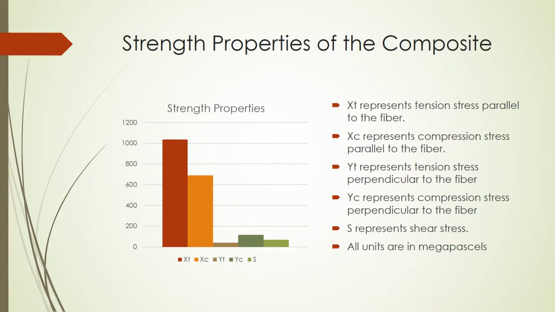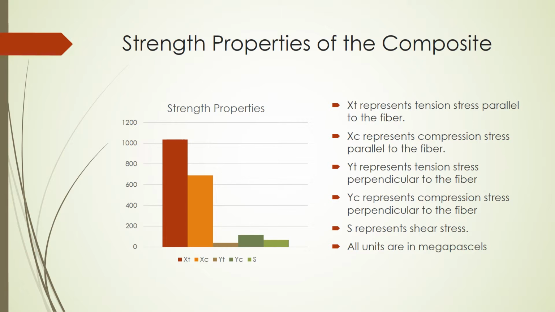On the left, there is a graph representing the strength properties of this composite and their values. They are represented here even though they are not comparable to one another. XT represents tension stress parallel to the fiber. XC represents compression stress parallel to the fiber. YT represents tension stress perpendicular to the fiber. YC represents compression stress perpendicular to the fiber. S represents shear stress, and all units displayed here are in megapascals.